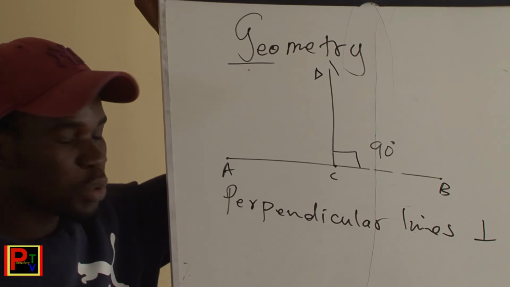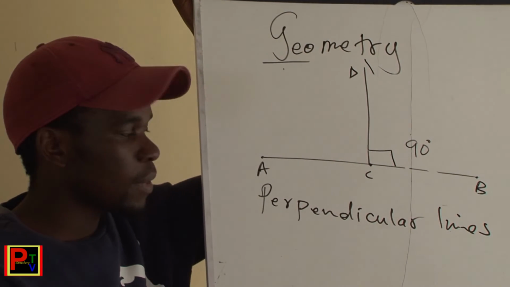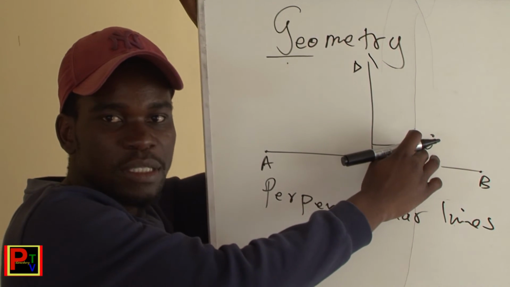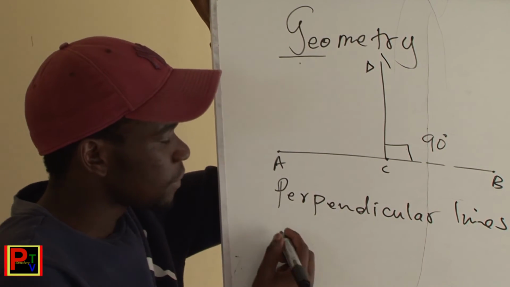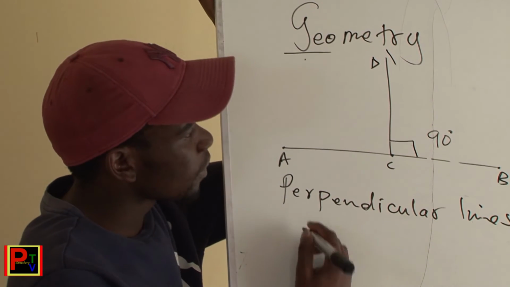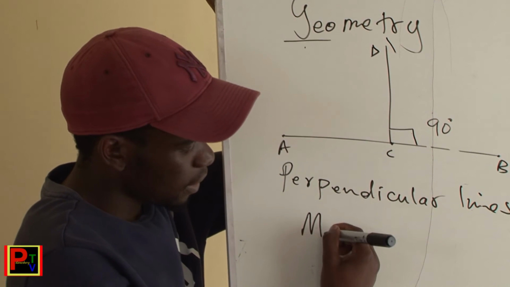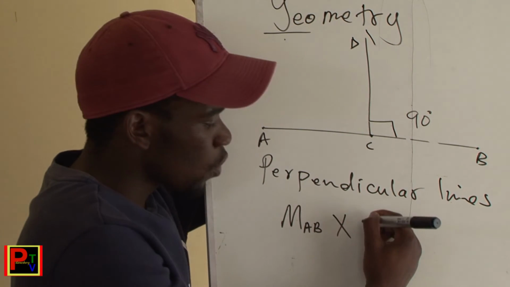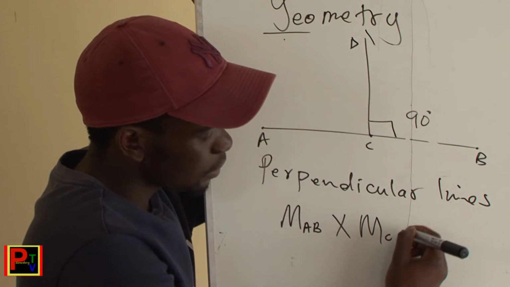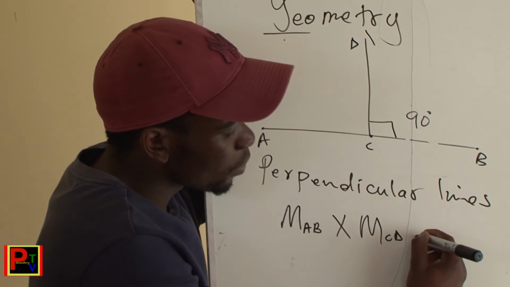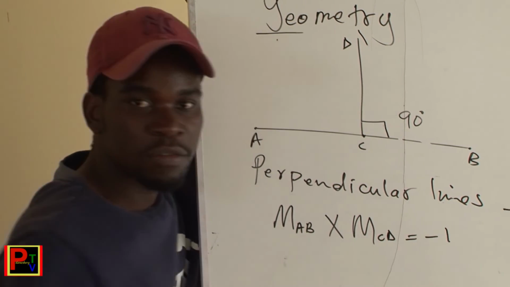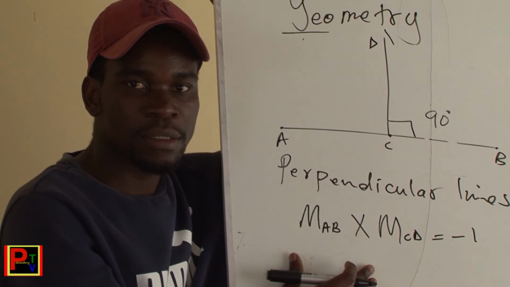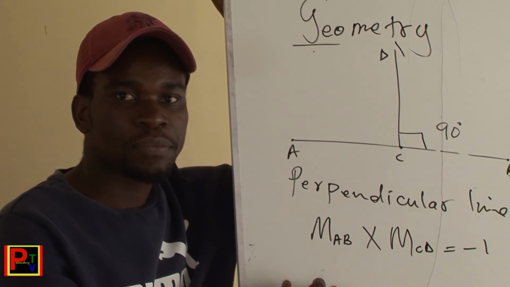Now, what is so special about perpendicular lines? The first part is that they form 90 degrees whenever they intersect. The second part is that the gradient or slope of AB, if we multiply it with the slope of, say, line segment CD, the product will give us negative 1. So this is the most crucial part about perpendicular lines.